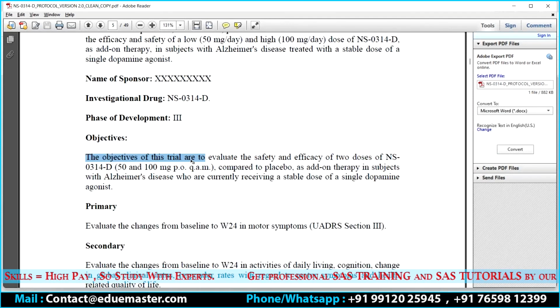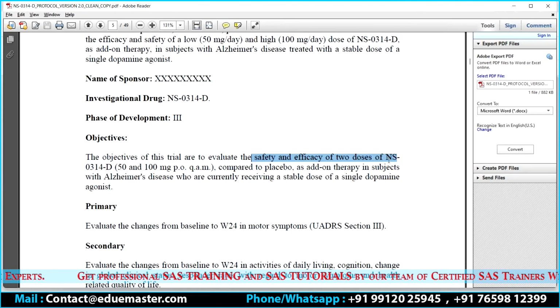The objective of this trial is to evaluate the safety and efficacy of 2 doses of 0314D drug, NS0314D drug. One is 50 mg, another one is 100 mg, right? Compared to placebo as add-on therapy in the subjects with Alzheimer's disease, right? So they are currently receiving one stable dose of a single dopamine agonist. This is the single dose they are actually taking already.